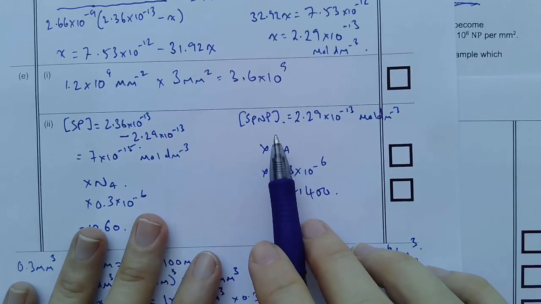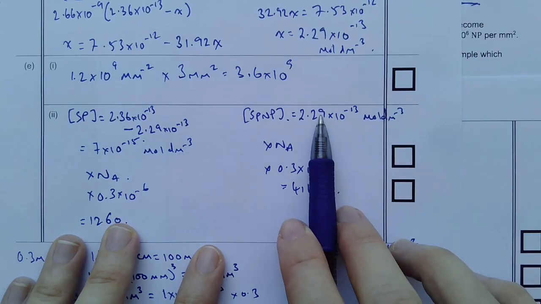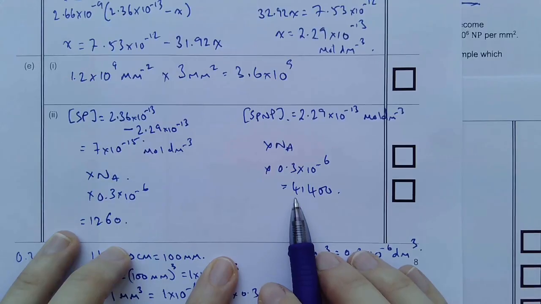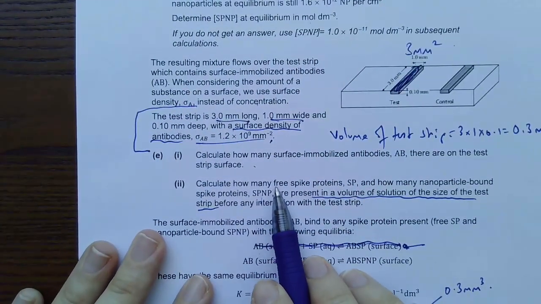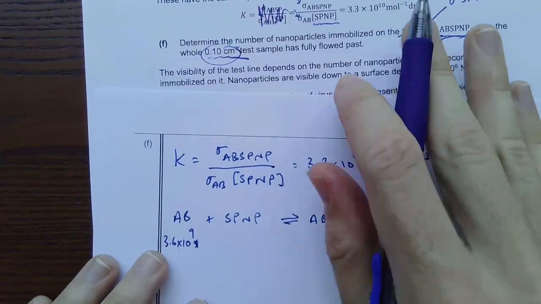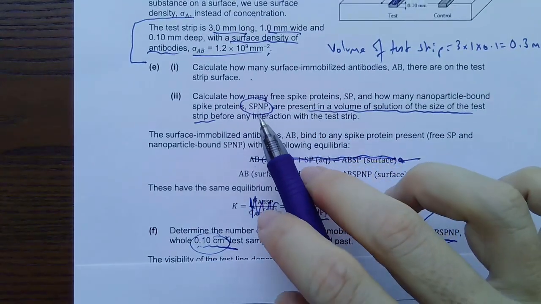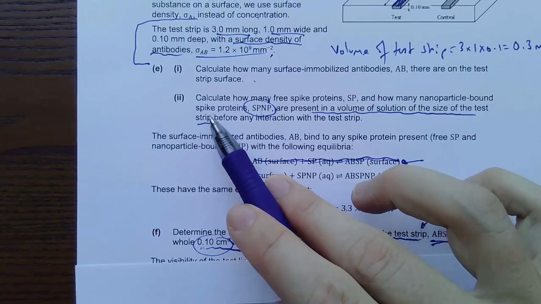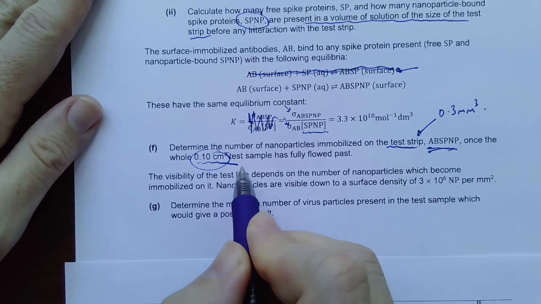So back here in E part 2, I've got this calculation. I've got SPNP as this concentration, and then I converted it into a number of particles. So the temptation now is to take 41400 and write it there, because that's what I did back here, right? E part 2 says calculate how many nanoparticle bound spike proteins SPNP there are. Okay, and that's what I need to put into this equilibrium. However, the confusion is that in E part 2 you were asked to calculate the number present in a volume of solution of the size of the test strip. But here we are doing a 0.1 centimeter cubed test sample.